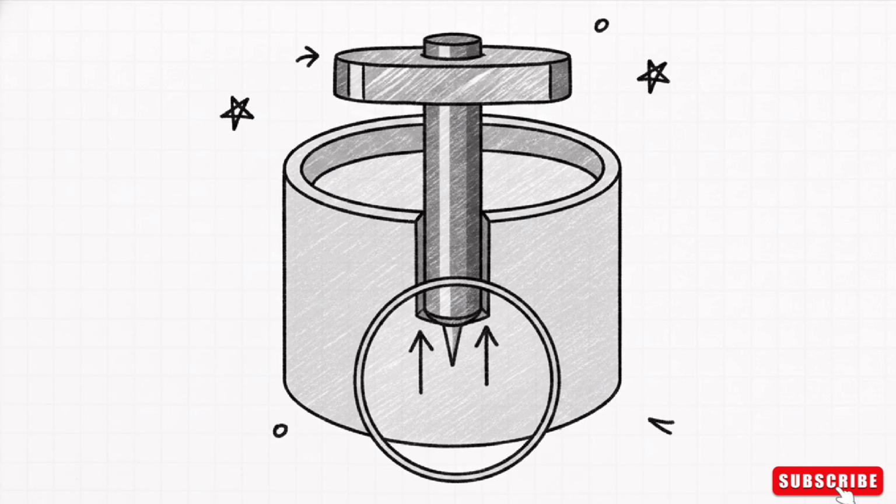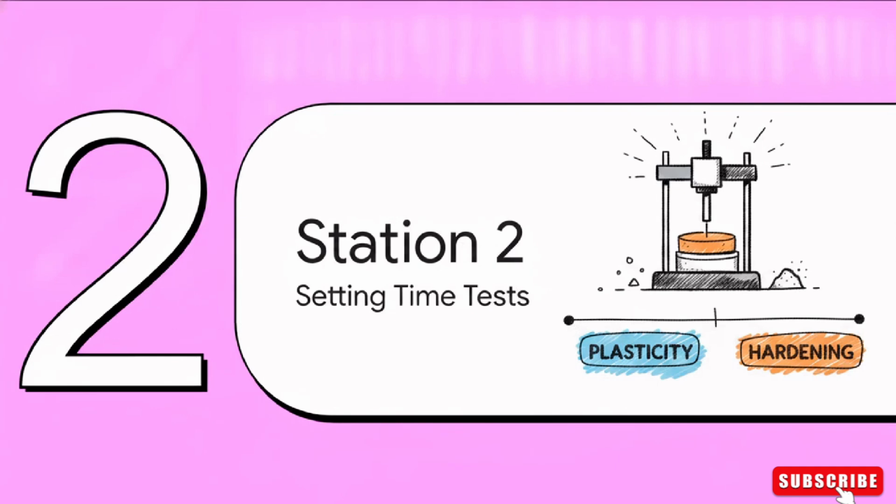The plunger has to penetrate to a distance of exactly 5 to 7 millimeters from the bottom of the mold. It requires some incredible precision, and visualizing that tiny 5 to 7 millimeter gap in your head is going to serve you so well, both in practical lab work and on your exams. Let's move on to Station 2, setting time tests.